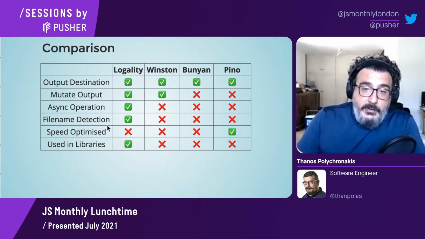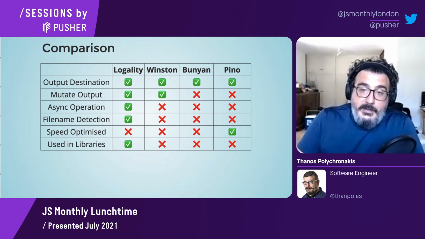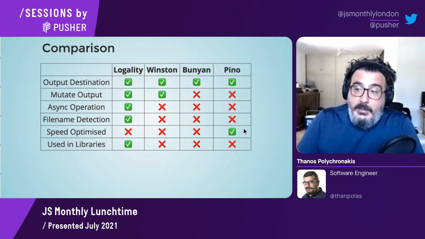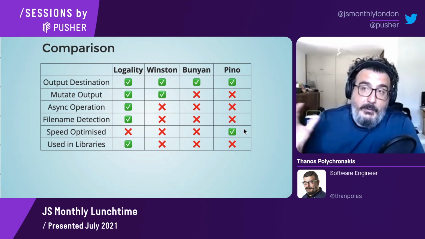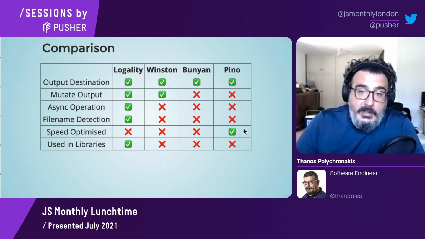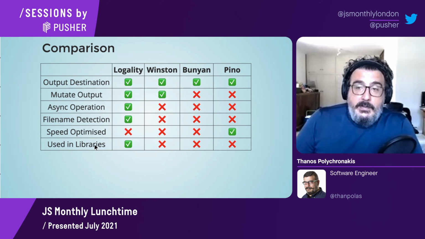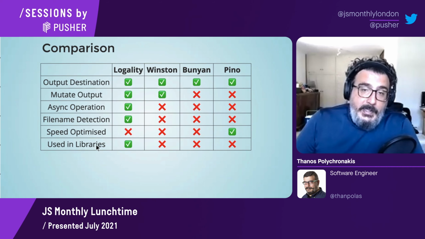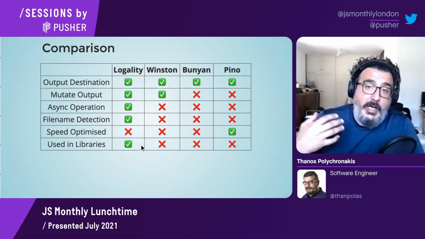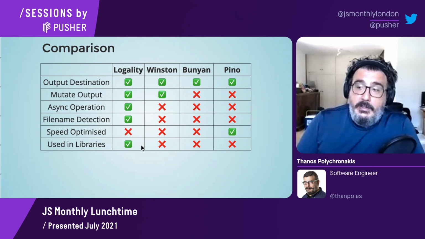Speed optimization: clearly Pino is the winner here. That's the entire value proposition of Pino, and the reason why it was built. It's a very fast logger. That's the reason why you use Pino. And library composability is only available on Logality. All the other libraries have a system of producing child loggers, which only works in the same application.